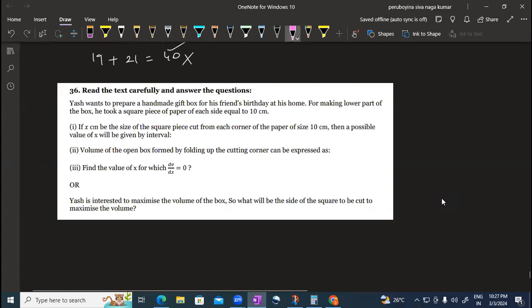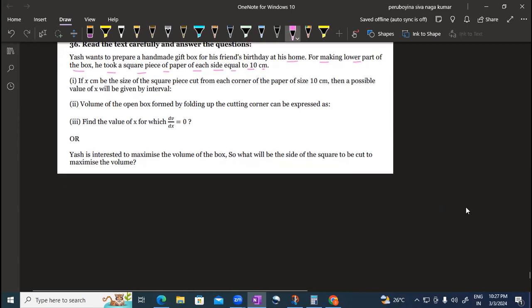Read the text carefully and answer the questions. Yash wants to prepare a handmade gift box for his friend's birthday at his home. For making the lower part of the box, he took a square piece of paper, each side 10 centimeters. Okay. The first question: if x is the size of the square piece cut off, okay.